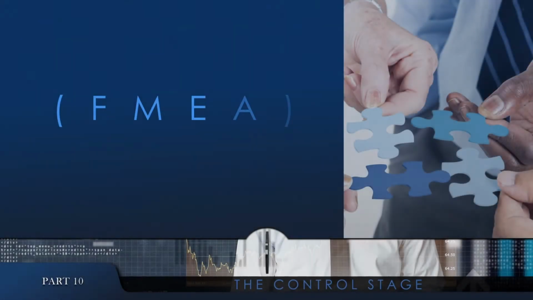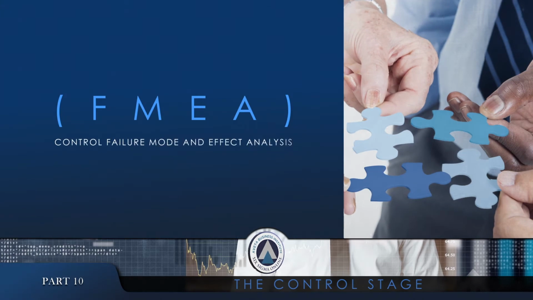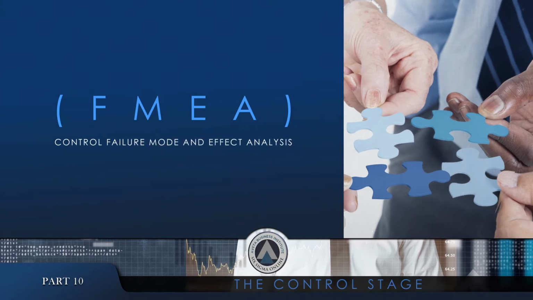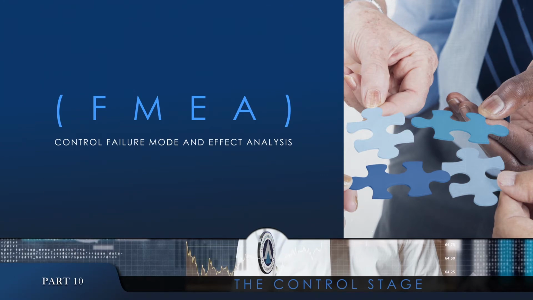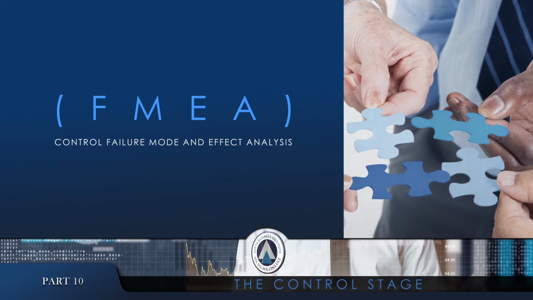Control Failure Mode and Effect Analysis, or FMEA, which was used earlier in the define phase, can be used again to identify potential failure. Since your company is already familiar with this process, it may be very easy to continue with its use.